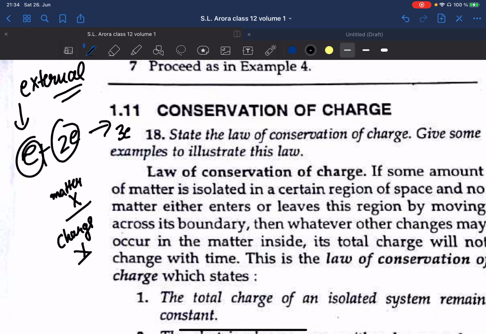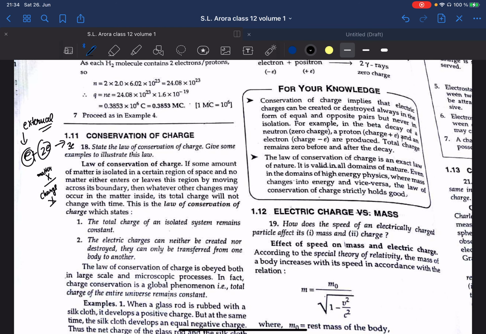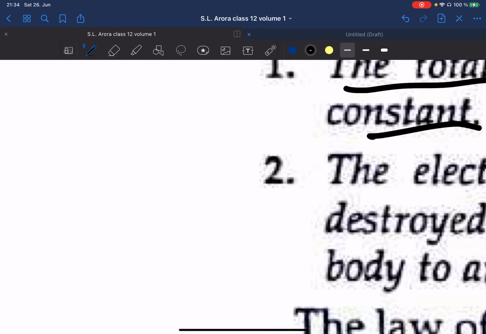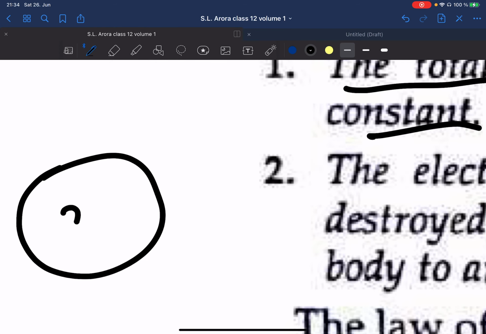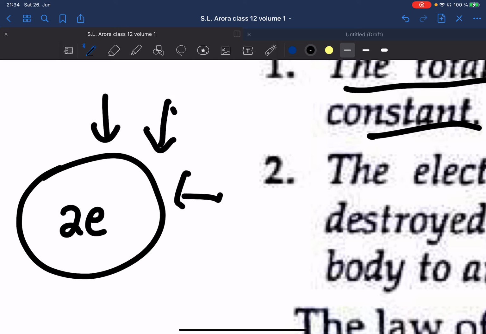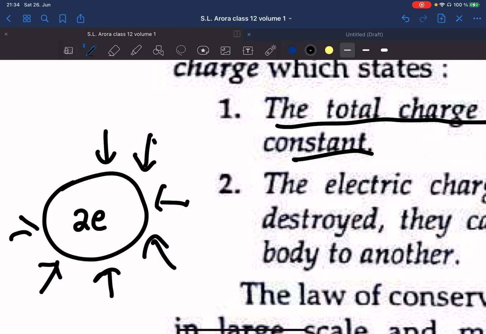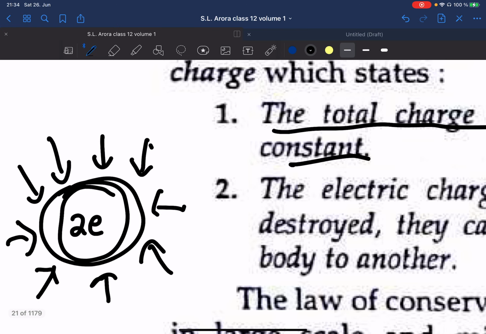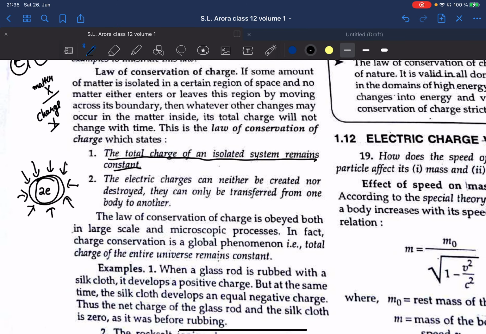It can't just exist. The total charge of an isolated system remains constant. For example, let's say this body has 2e as its charge. If I don't let any external source touch it, or if I don't apply any force on it, then the charge of 2e will always remain 2e. This is the law of conservation.